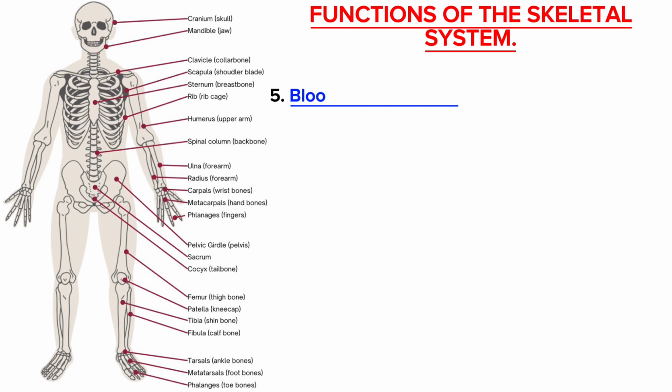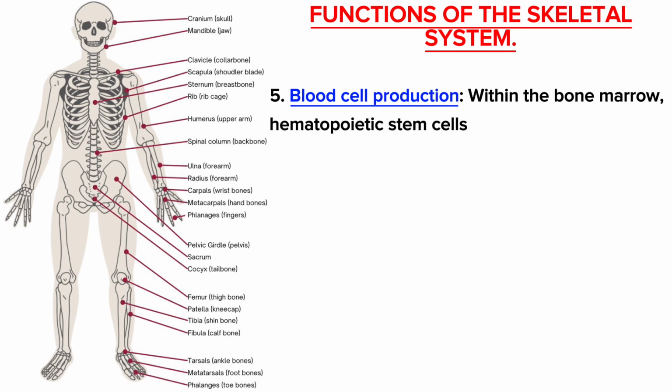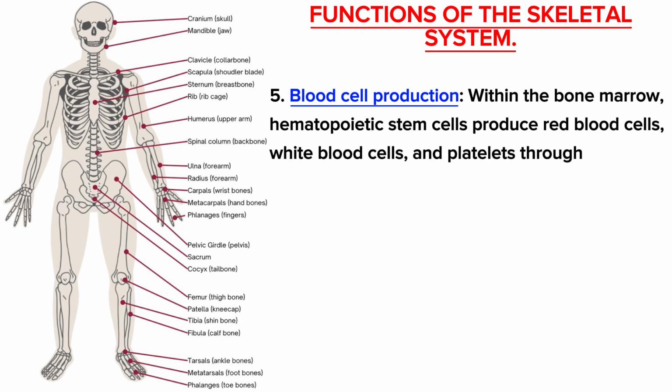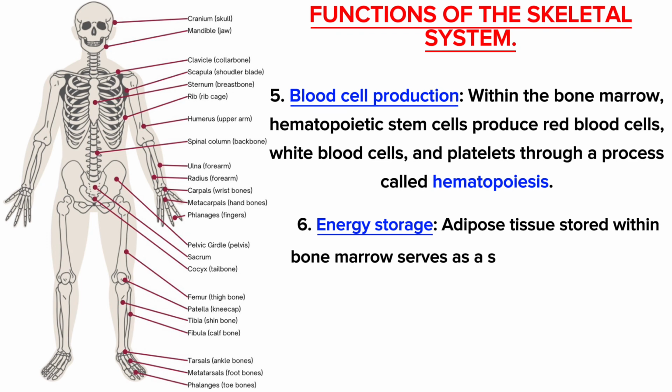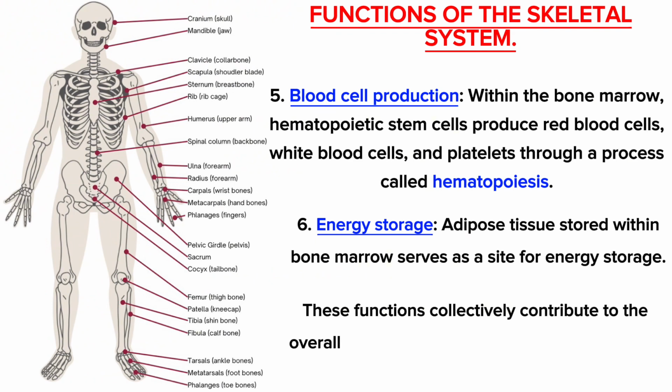Next is blood cell production. Within the bone marrow, hematopoietic stem cells produce red blood cells, white blood cells, and platelets through a process called hematopoiesis. I think we mentioned that before. Next and lastly is energy storage. Adipose tissue stored within the bone marrow serves as a site for energy storage. So these functions collectively contribute to the overall health, stability, and mobility of the body.